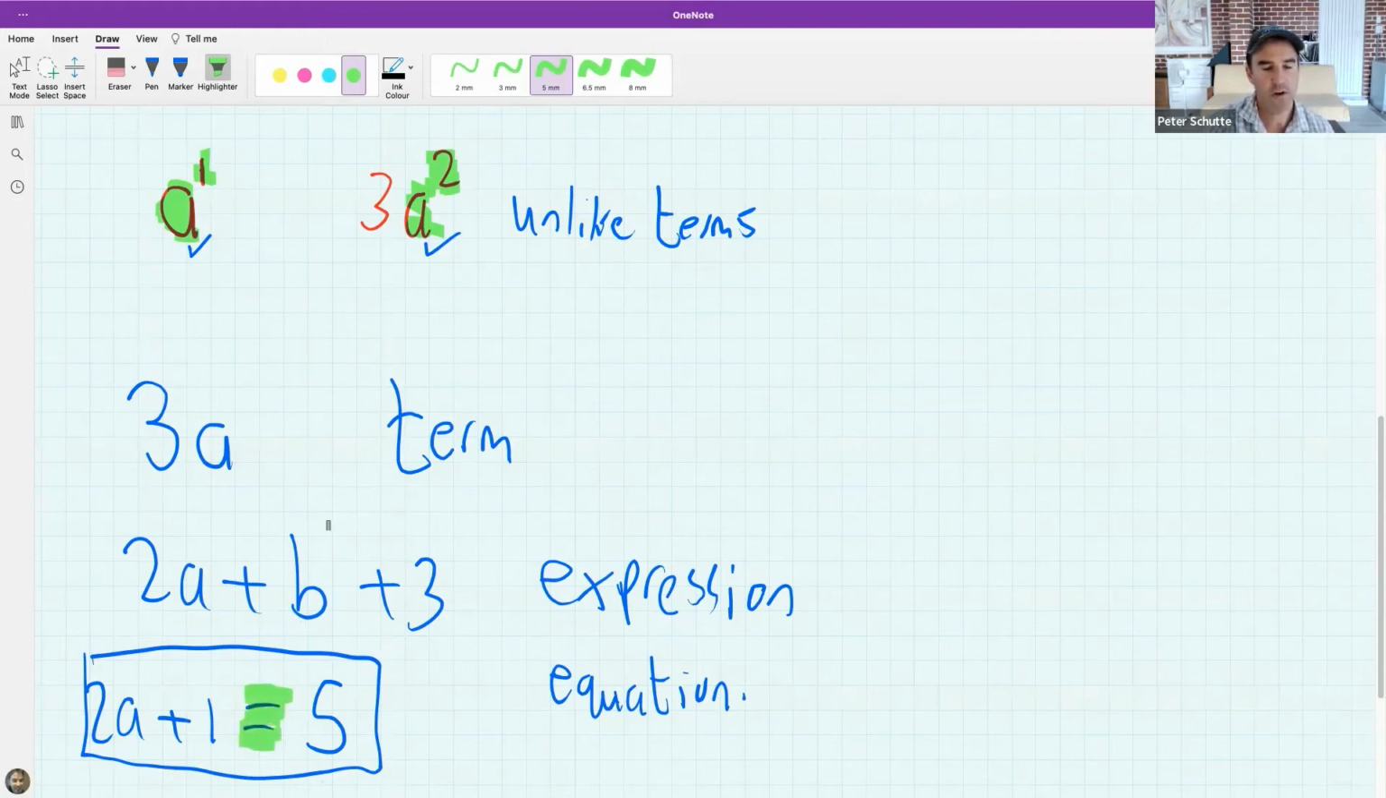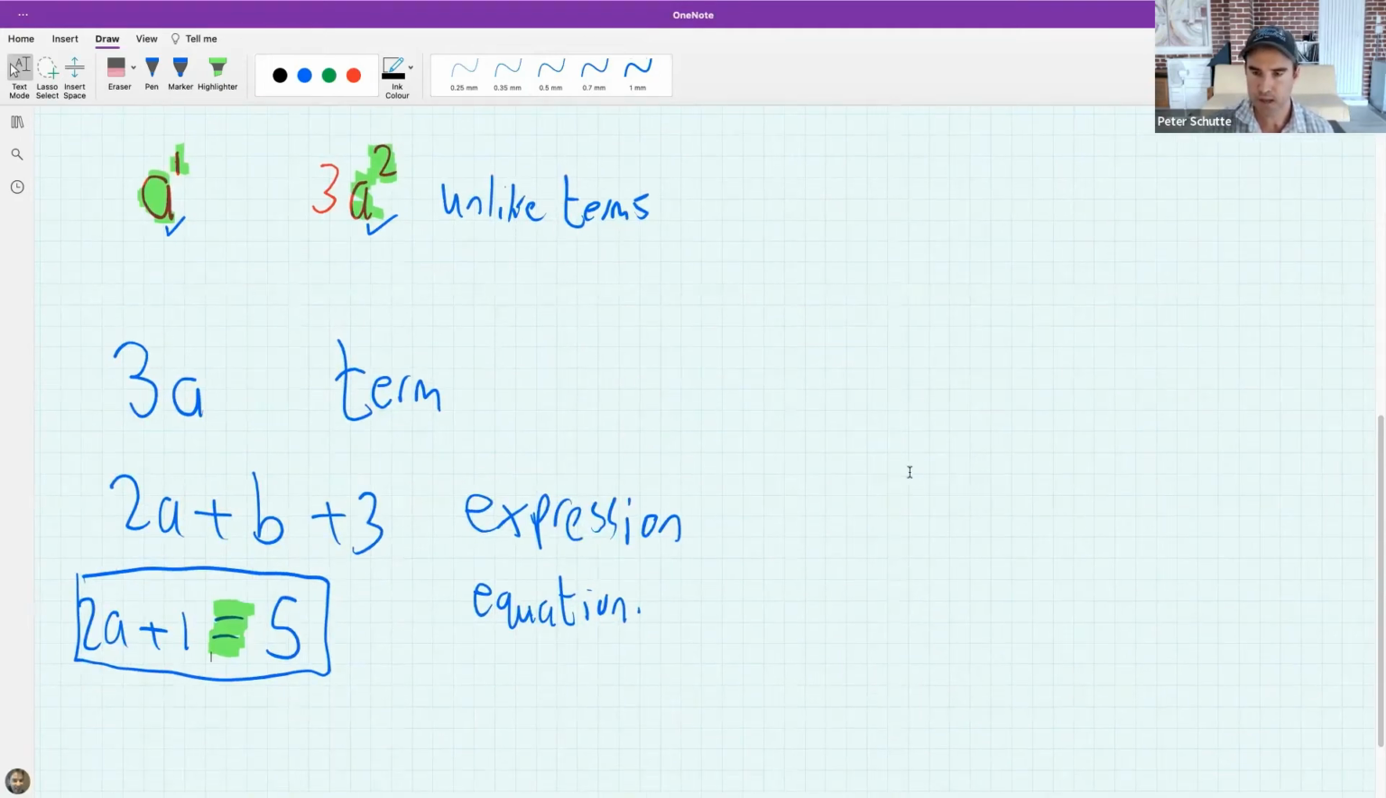So today in the lesson, you will see me refer to terms, expressions, and sometimes, maybe in the last lesson, we'll talk about equations. But just to make sure you have an idea of the language about these things. All right, let us go and do some questions now.